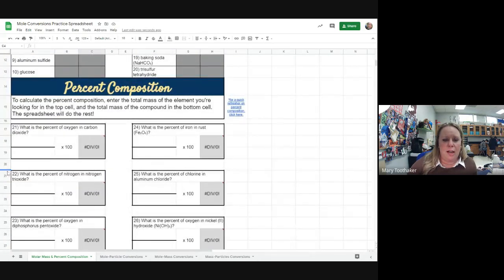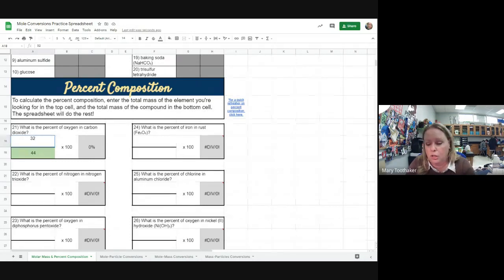Percent composition. Now this is where it gets easy. You don't have to do any math. All you got to do is plug in the numbers where they go. So if I have carbon dioxide, that is CO2. Remember, we got to do the mass of the element over the mass of the compound. The mass of the compound is 44 grams per mole. I know that because I do this a lot. Carbon dioxide is 44 grams per mole. So now I got to do the mass of the oxygen on top. There are 2 of them at 16 each, so it's 32. That's all you have to do for those.